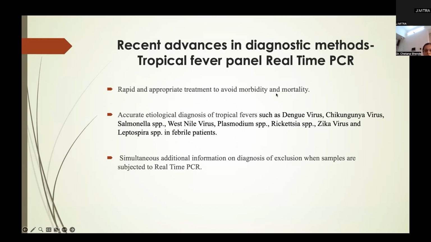So now we are going to deal with the PCR based test. The PCR based tests are rapid and they are needed to start the appropriate treatment to avoid morbidity and mortality. So they provide the accurate etiological diagnosis of tropical fevers, because the tropical fevers have overlapping signs and symptoms.